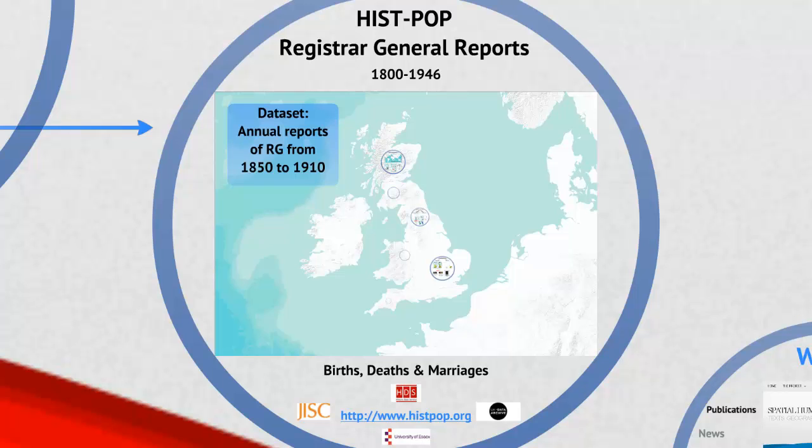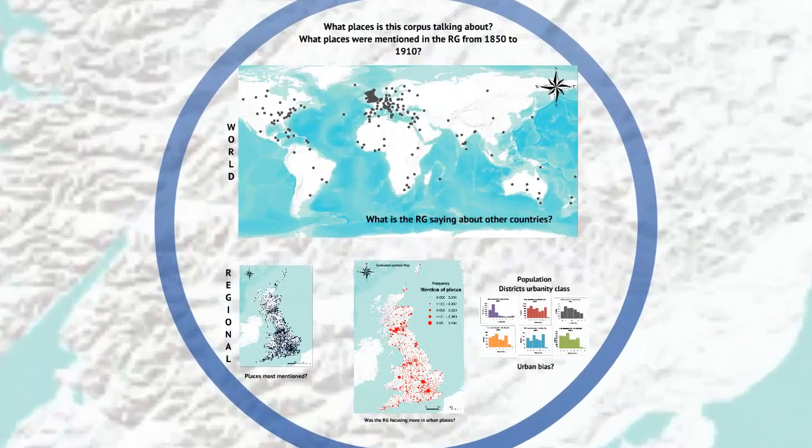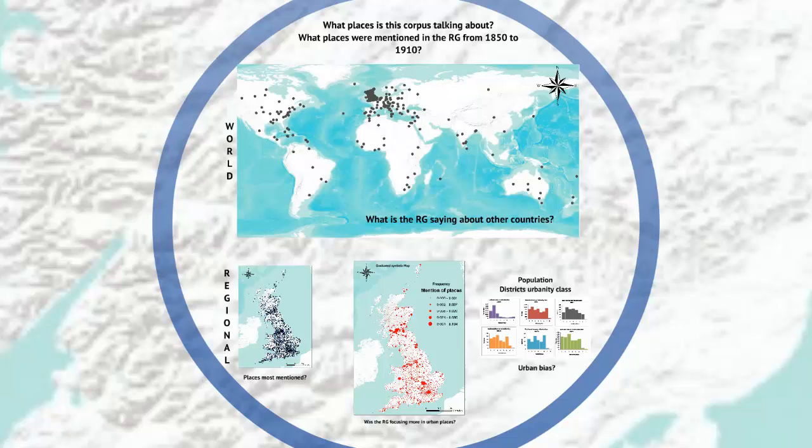And the reasons for this are several, but today I want to explain to you more about the methodologies that we have been using to analyze text through spatial analysis with this particular data set. So, as I was telling you before, one of the questions that we addressed at the very beginning, and that we were very interested to solve, was precisely what places this corpus is talking about. And in this particular case, what places were mentioned in the Registrar General from 1850 to 1910.